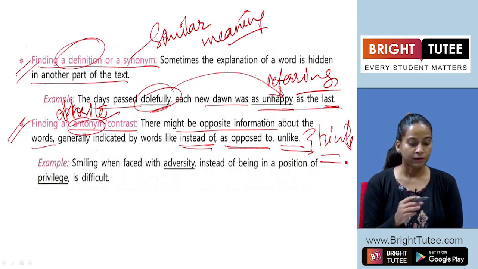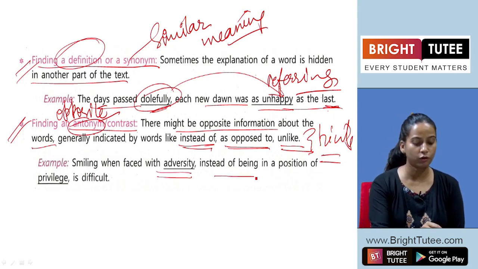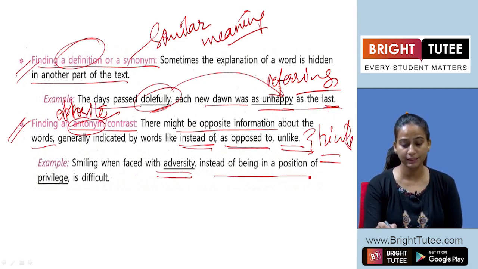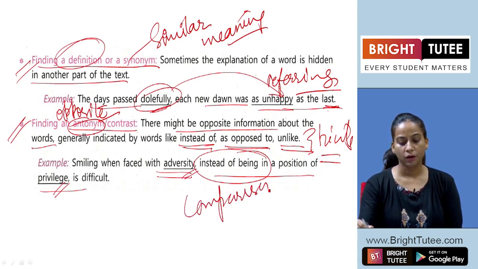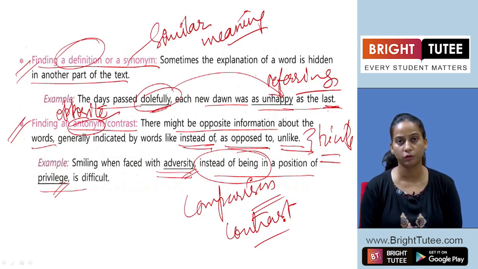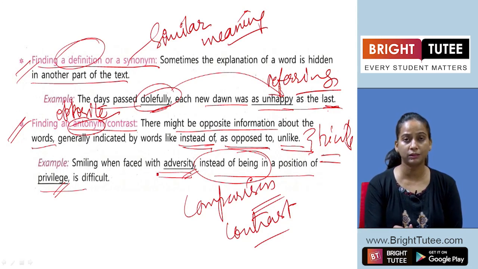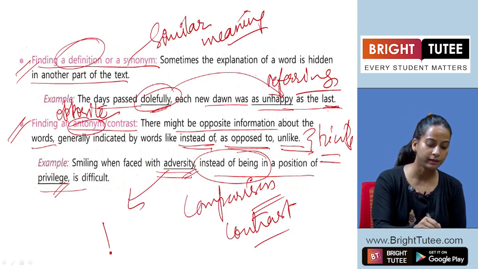For example, smiling when faced with adversity instead of being in a position of privilege is difficult. Here they have given the hint instead of. It means some sort of comparison is there, or they might be talking about some contrast. It shows that one is going to be the positive one and one the negative one. So smiling when faced with adversities, after reading, we can understand is related to some problems. Here, instead of being in a position of privilege, privilege means when you are getting the advantage, when at advantage.